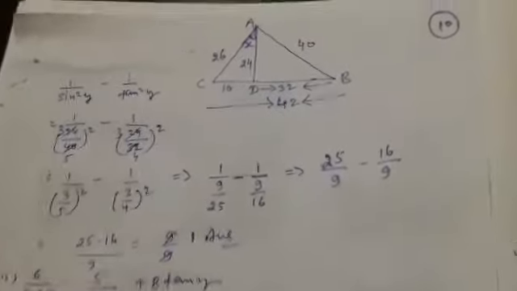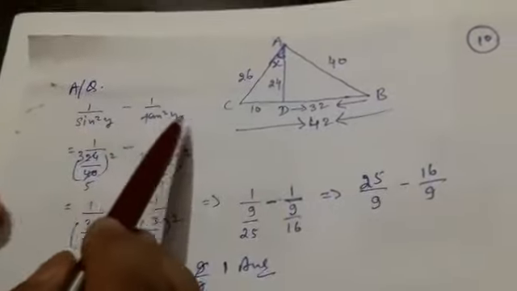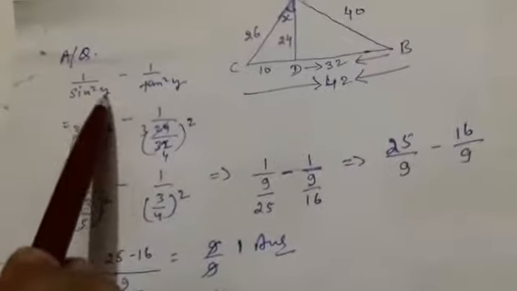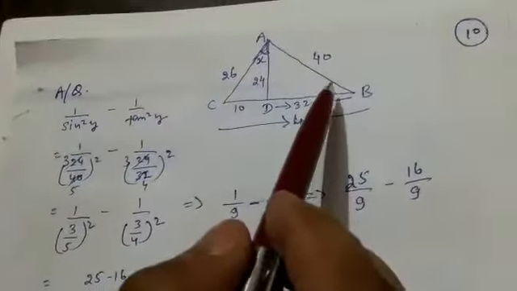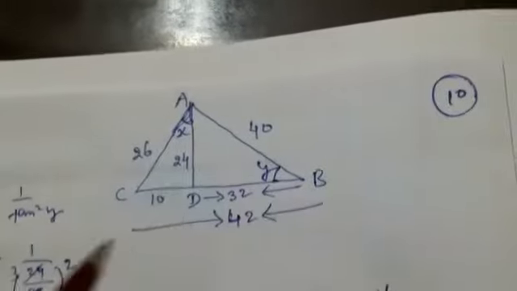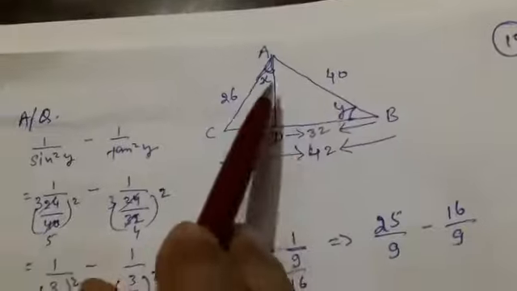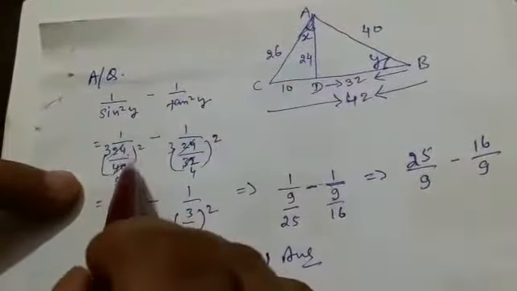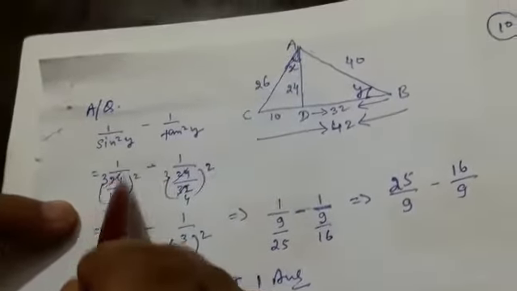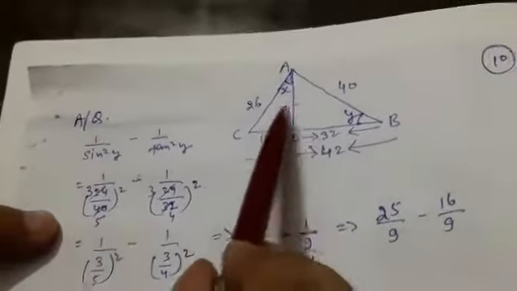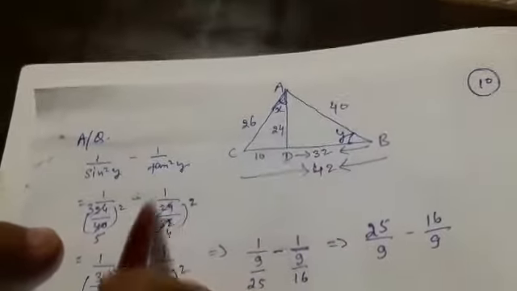Now according to the question, 1 by sin square y minus 1 by tan square y, let us put in their values. 1 upon sin square y means, according to this angle y given in the question, this will be the perpendicular and this will be the base. So sine means p by h, 24 by 40, whole square, minus 1 by tan square y. Tan means p by b, 24 by 32, whole square.